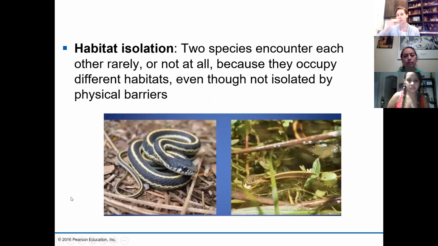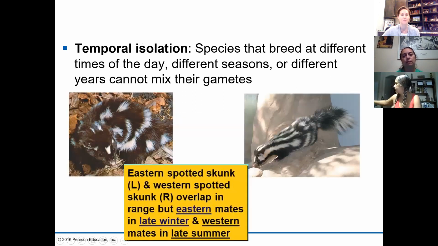So habitat isolation, two species encounter each other rarely or not at all because they're in totally different habitats, tree versus the ground. And it's not necessarily a physical barrier like a mountain that separates them. It's that they choose different places. If you force them to mate, they probably could.